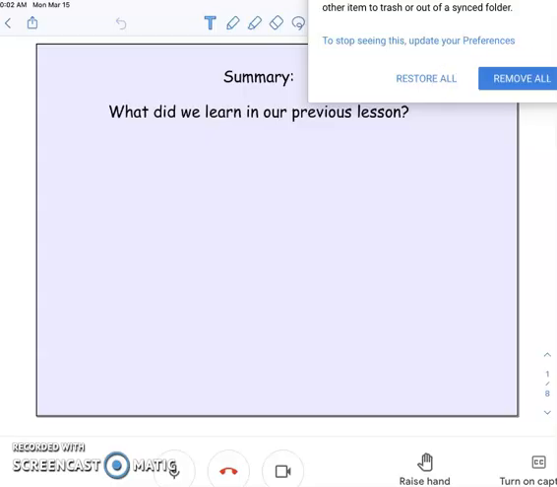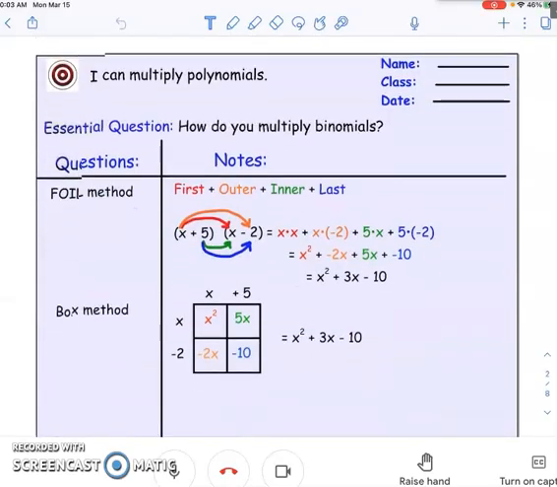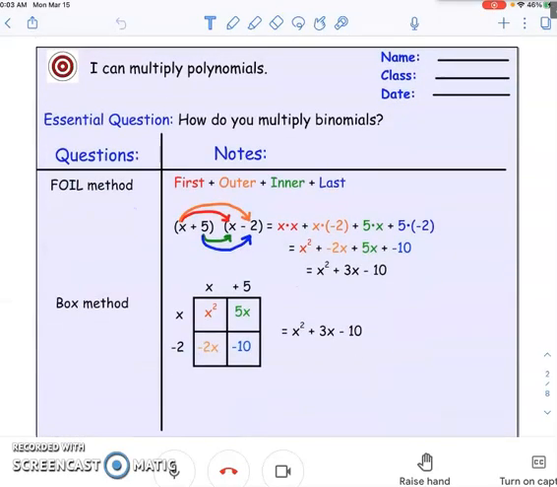Please start with our summary slide answering the question, what did we learn in our previous lesson? Our learning target says I can multiply polynomials. And our essential question says, how do you multiply binomials? Remember, binomials have two terms in them.